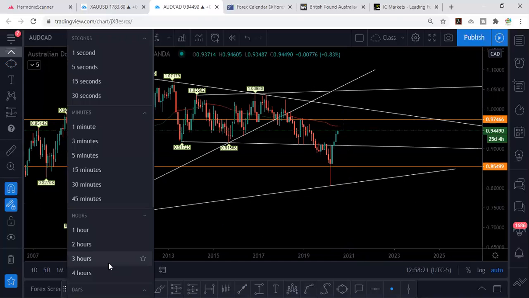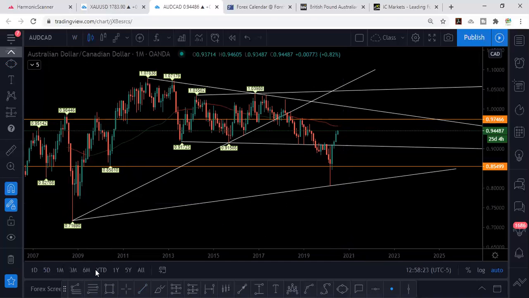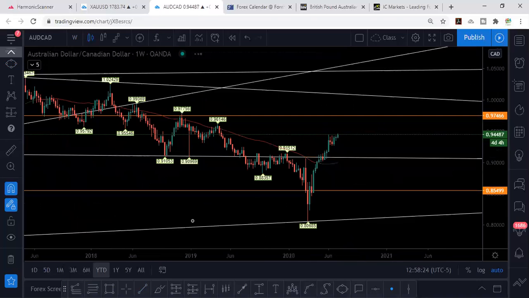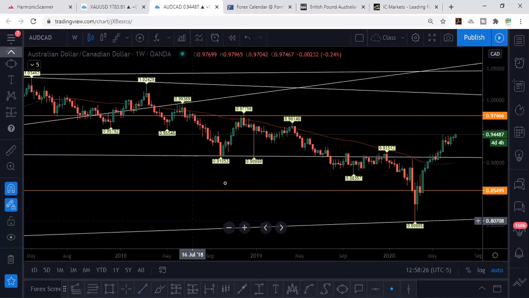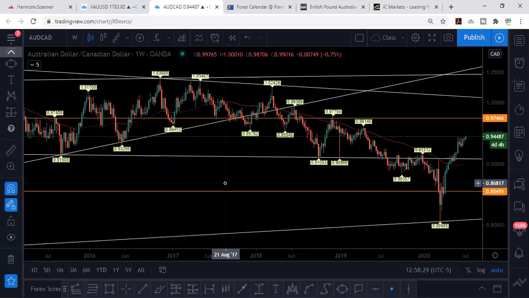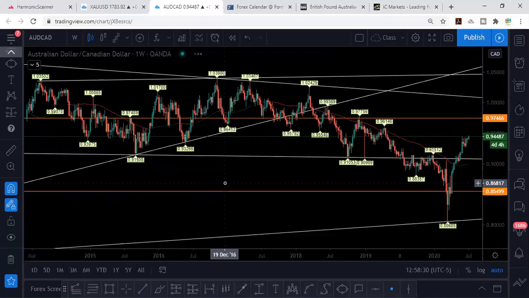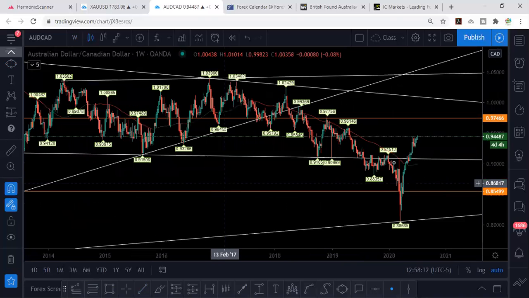So let's go to weekly. We're now on a weekly. We might see a slightly different view, but from weekly you can see this trend line has been broken. This trend line, there was reaction around there. You can see there's reaction around there. This trend line, reaction around there. So all we've marked right now, we can see all the reactions going on.